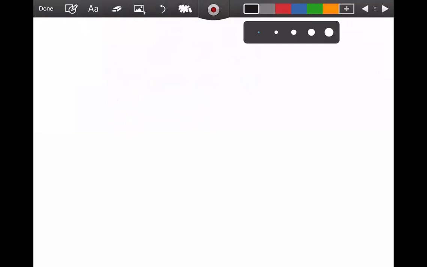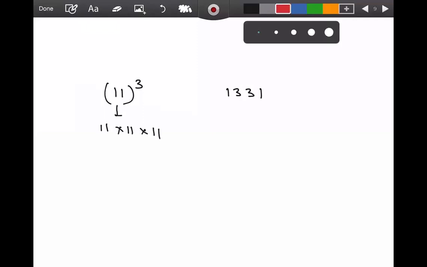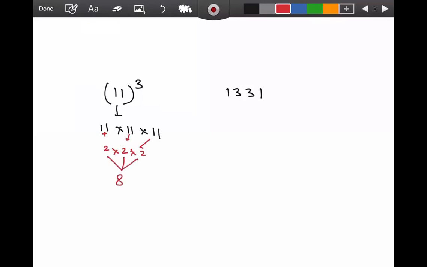For example, if I do this, or I can also write it like this. 1 plus 1, 2. 1 plus 1, 2. 1 plus 1, 2. 2 cube is 8. Can you add these? It is always the same. For any power, any power.